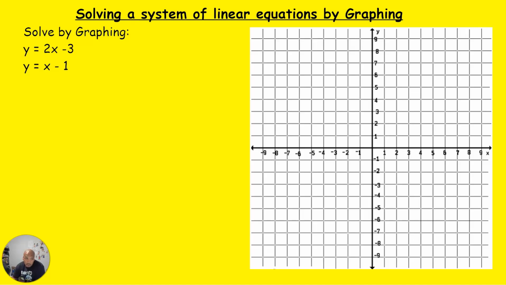So the first thing we want to do, when we're looking at the system of equations here, is make sure that they're both in slope-intercept form. Slope-intercept form, if you remember, is y equals mx plus b. If you remember, m is our slope and b is our y-intercept. And if you don't remember, slope is our rise over run.